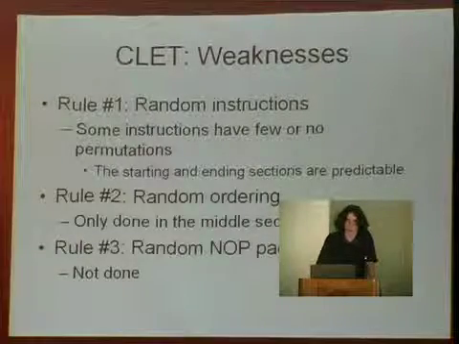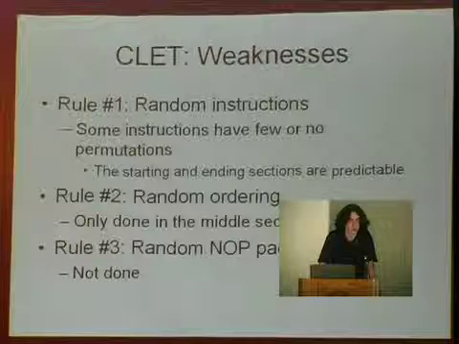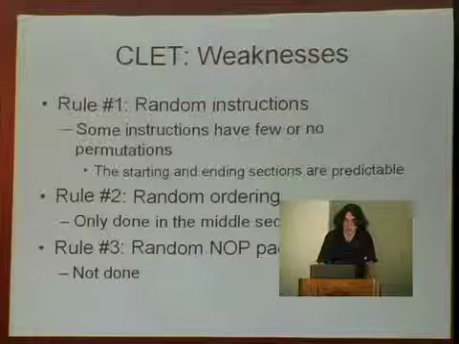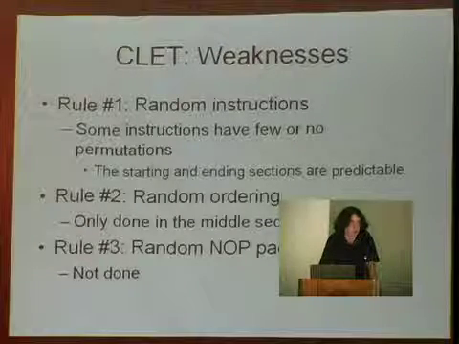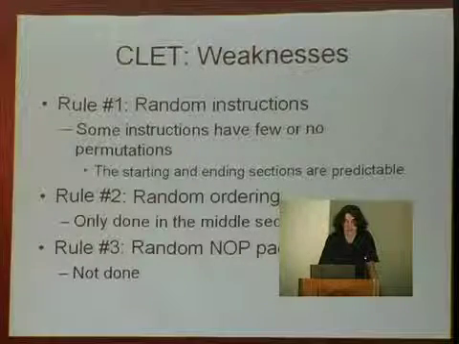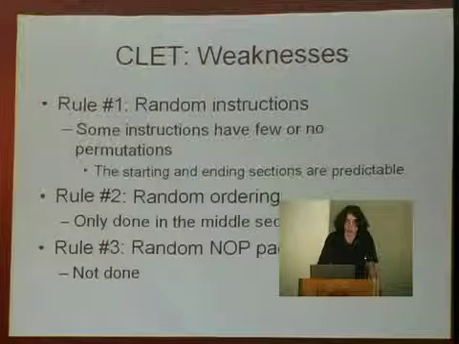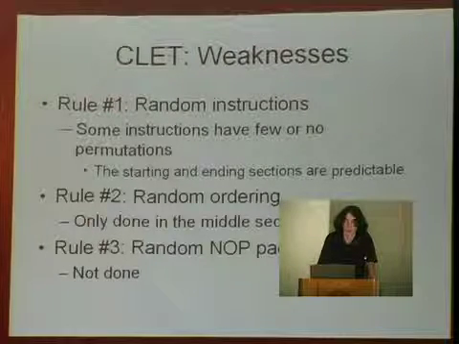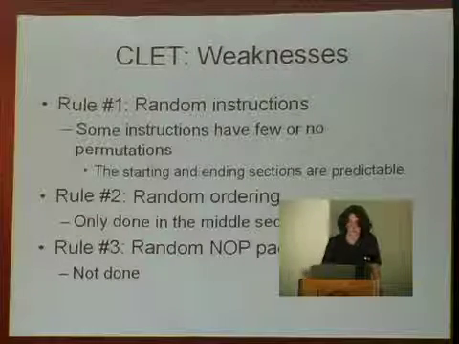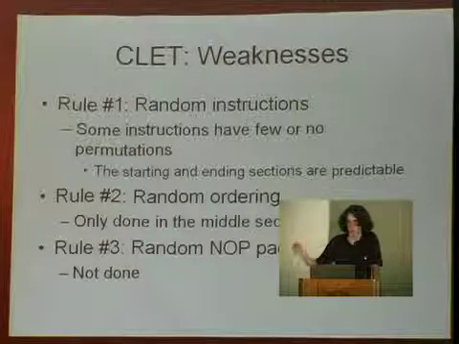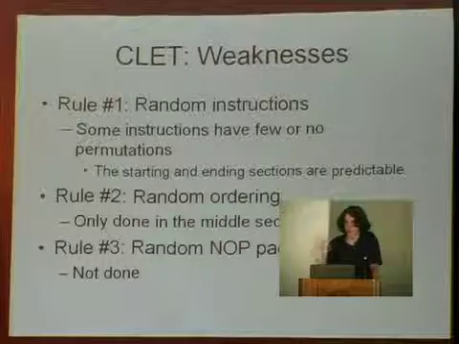And so what are the weaknesses in this encoder? Well, if we look at rule 1, which is the random instructions rule, some instructions have few or no permutations. In fact, the starting and ending sections have almost no permutations whatsoever. It's only the middle section that has a large amount of variable permutations because they use different instructions. They don't just use XOR, they use add and rotate and things like that.